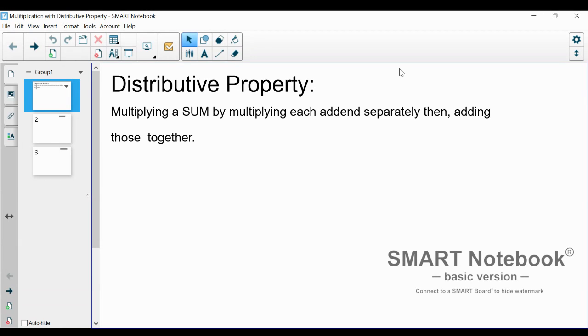In this video, I'm going to explain how to multiply using the distributive property. When you multiply using the distributive property, you're multiplying a sum, so an answer to addition equations, by multiplying each addend separately and then adding those together.